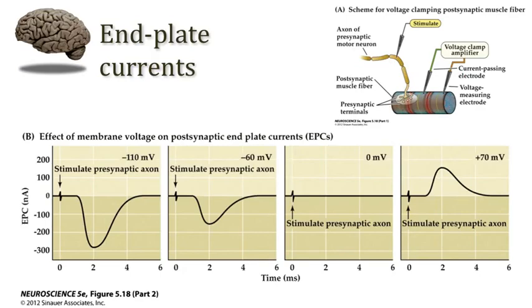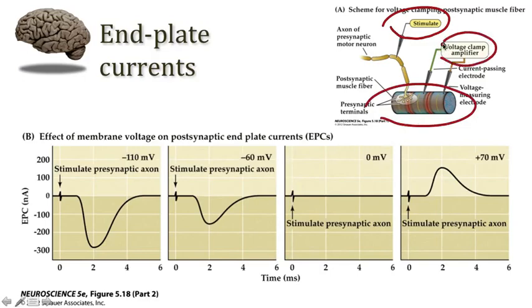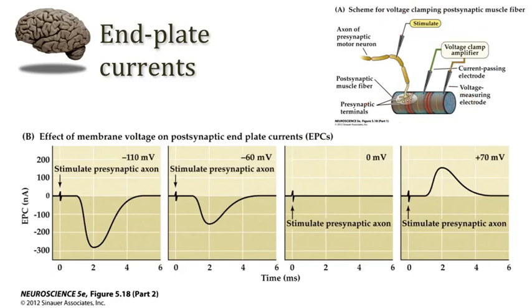Now, I'd like to take you through some data that are derived from such experiments. So notice that we can stimulate the axon with a microelectrode. We can voltage clamp the muscle fiber with a voltage clamp amplifier. So we can measure the membrane potential, we can pass current to establish whatever membrane potential is of interest to the experimenter. And so what we're looking at here is a recording of end plate current. So this is a kind of a postsynaptic current recorded from a muscle fiber.